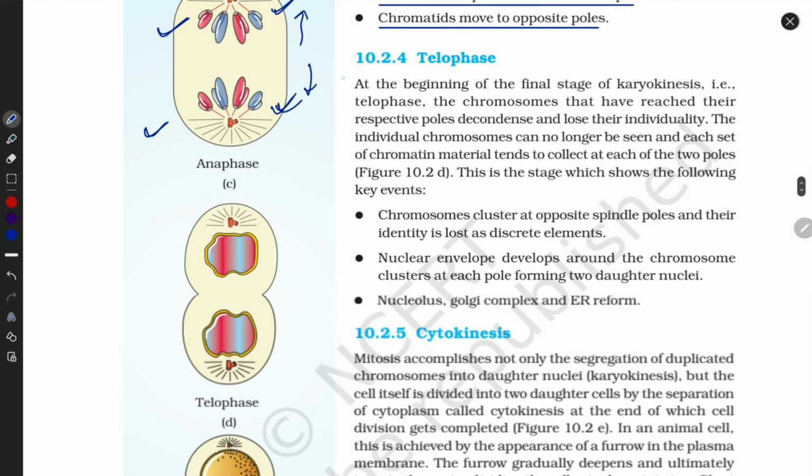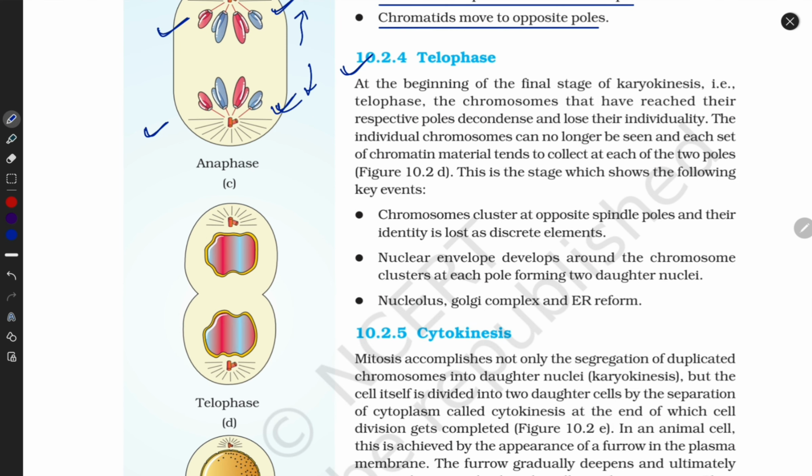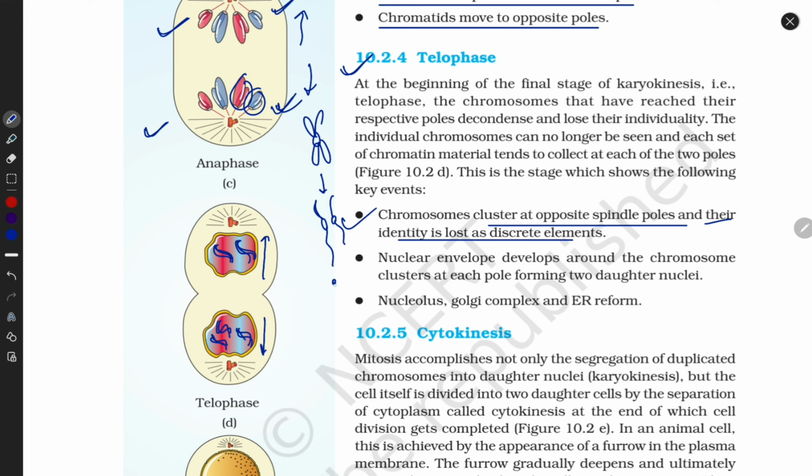Now let's talk about telophase. The telophase feature is that chromosomes cluster at opposite spindle poles and their identity is lost as discrete elements. Now they move towards the pole, and these chromosomes reduce their compactness and make chromatin. They lose their compactness, lose their identity, and appear like this. They simplify their structure. Nuclear envelope develops around the chromosomes.